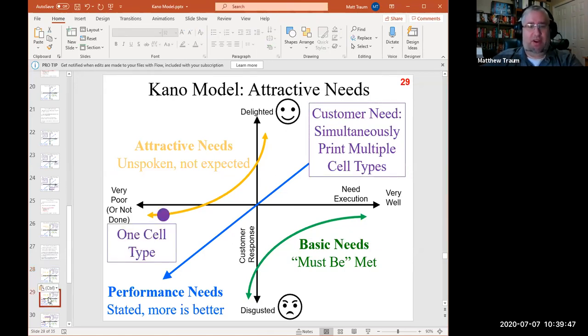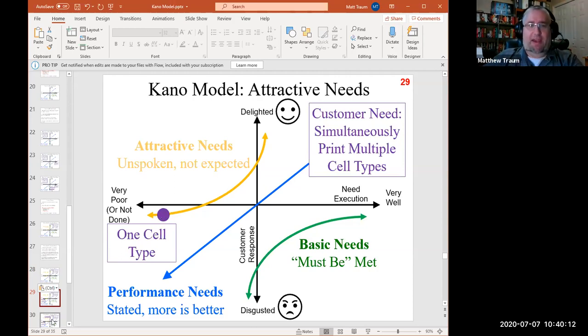So where does this fit? Well, if I'm 3D bioprinting with just one cell type, well, that's what happens anyway, right? So I'm not executing this customer need particularly well, but this is an attractive need, and so the customer really doesn't even notice that this is not being executed well, and so has a null response to that.